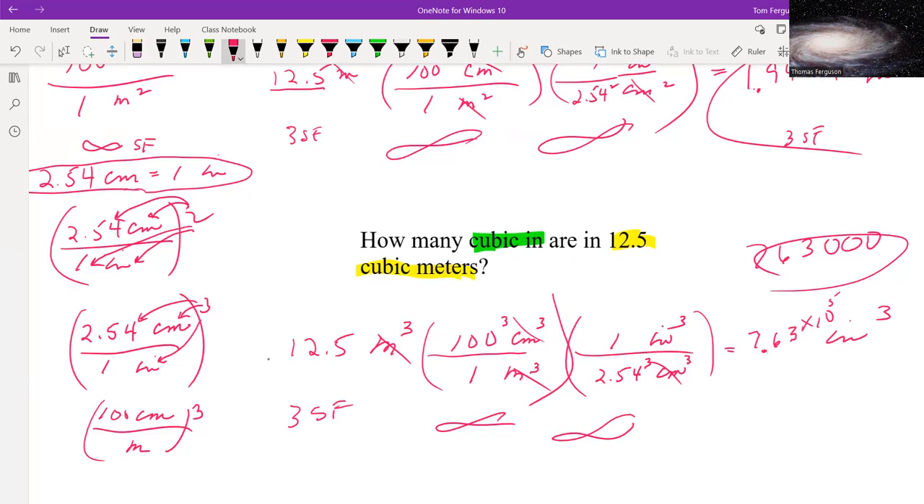Okay. So it would be like 12.5 hundred. Do I divide by the 1 still or just leave it? No, don't worry about the 1. All right, you didn't divide, multiply the 2.54 cubed.